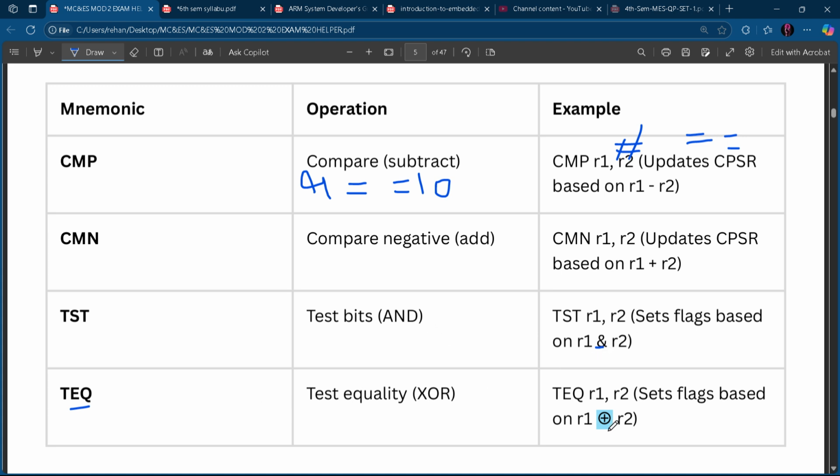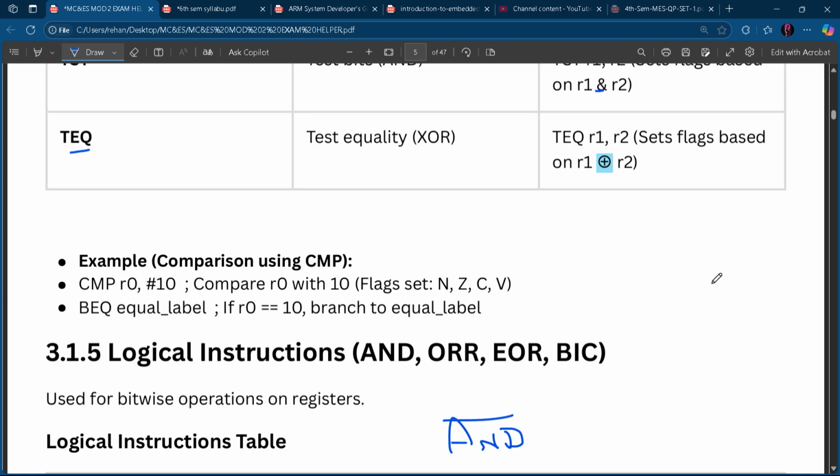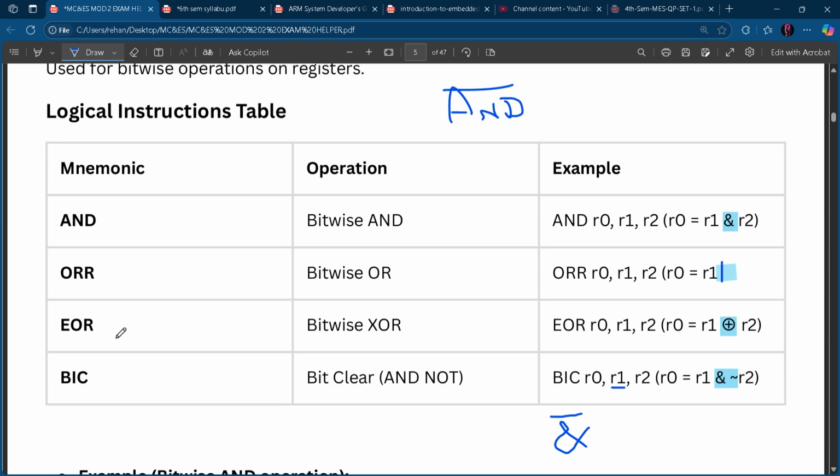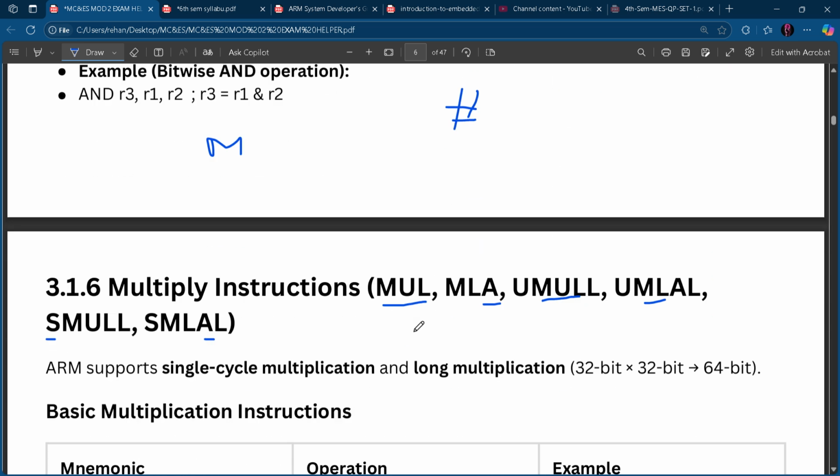Test equality based on R1 inclusive R2. It's basically this symbol. What is that? Triangle type. Okay. Logical: and, or, exclusive or. Instead of this you can also use this cap symbol, and this bit clear. This is just to understand basic multiplication, or, and, and basic logical operations.